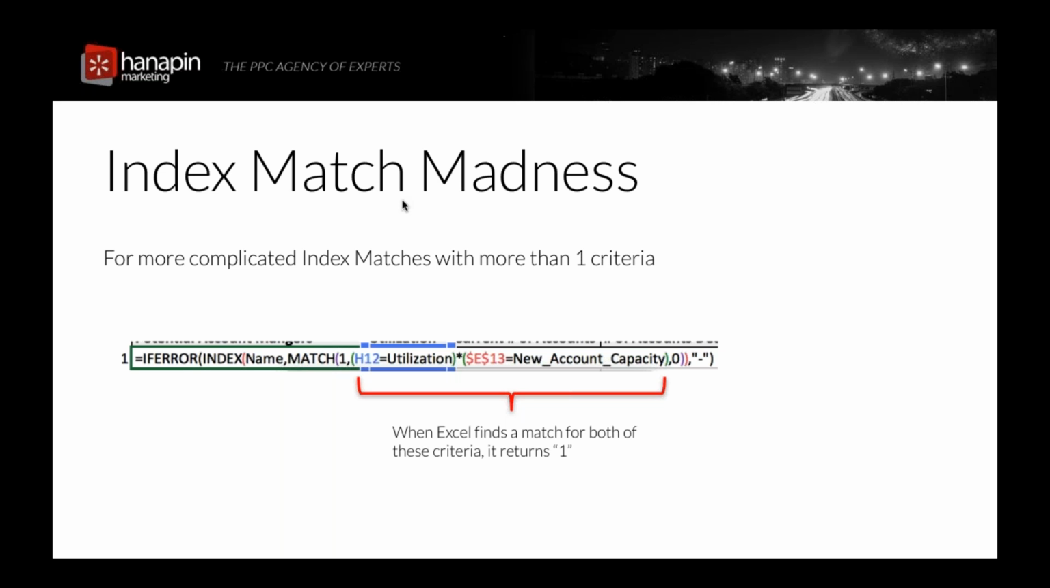When Excel finds a match for both of these criteria within the array, it will return a 1. So that's why when we use the MATCH, we specify 1 instead of specifying a more specific utilization or account capacity. These take some practice, but they're totally worth it once you get the hang of it.